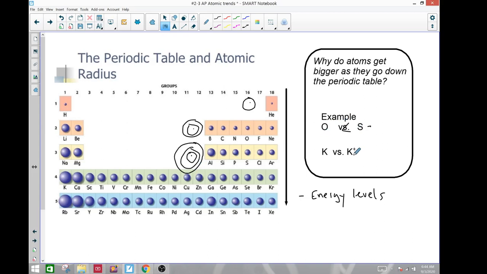Here's an interesting, common one: what about potassium versus potassium plus? Well, potassium is located right here, so it's got 4 energy levels. But K plus lost an electron, and that's super important to realize. We have the 4 energy levels, but the last one only had 1 electron in it because it's got 1 valence electron. So K plus is actually isoelectronic with argon. So potassium is bigger than K plus because K plus only has 3 energy levels. Okay, keep moving.